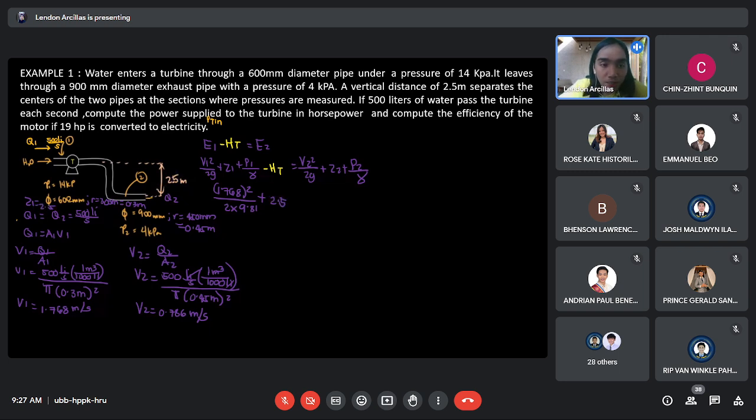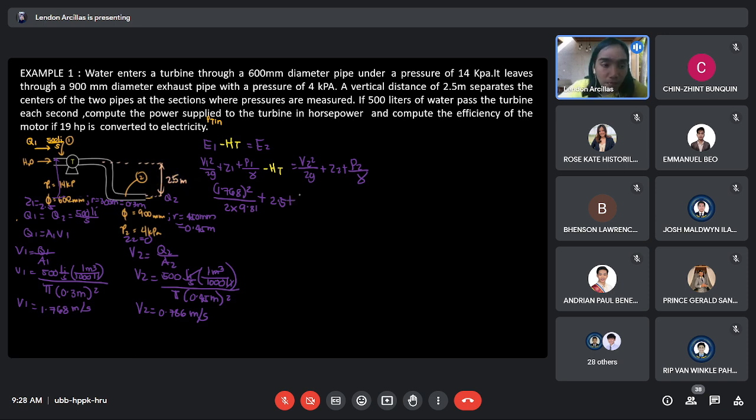At point 2 naman, that is below or at the line of the datum. Meaning, ang Z2 natin is 0, kasi nasa ilalim ng Z1 or point 1. So, point 1 is 2.5, which is ito yung measurement niya. Ito yung datum. And the point 2 is of the same level sa datum. So, meaning yung point 2 is 0.